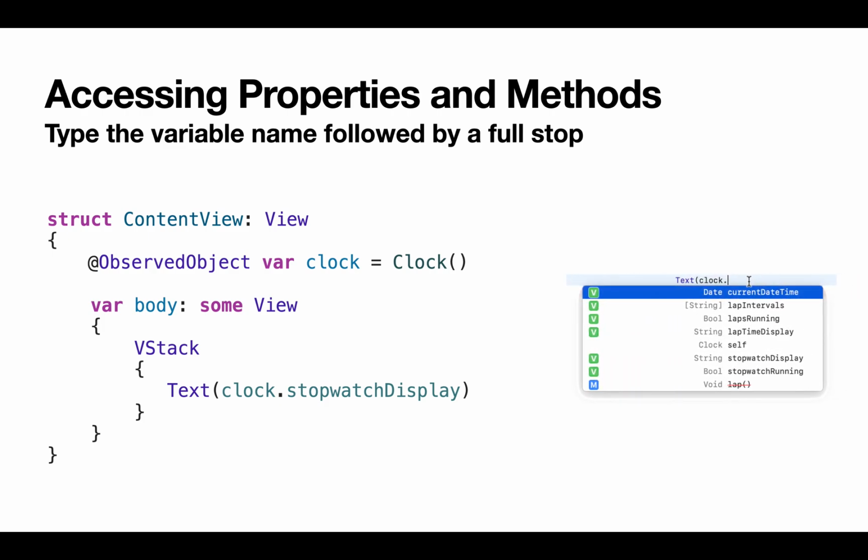Now, when you actually type clock dot, you'll get all the helpers as you normally would, including those properties that are inside your model. So in this example, we have a clock type, which has properties, which are the current date and time, an array of lap intervals, whether we're creating laps, the lap display. There's a whole heap of functions that are in there that we can use because that's what's inside of the model. That's what's inside the class Clock, and I can call them anytime I want.